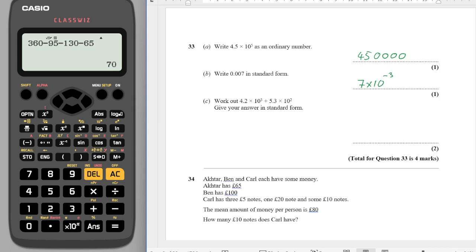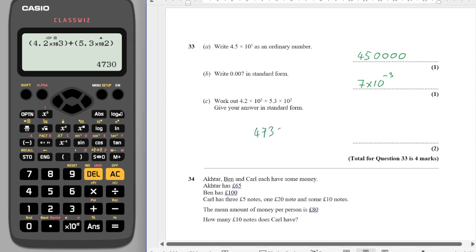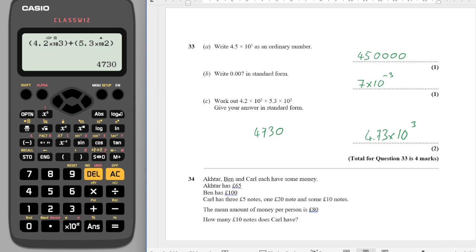And then work out, so on my calculator I'm going to do this, so 4.2 times 10 to the 3, and I want to plus 4.3 times 10 to the 2, so that's going to give me 4,730. So in standard form, that's going to be 4.73 times 10 to the, and we've moved it 3 places, so to the 3.